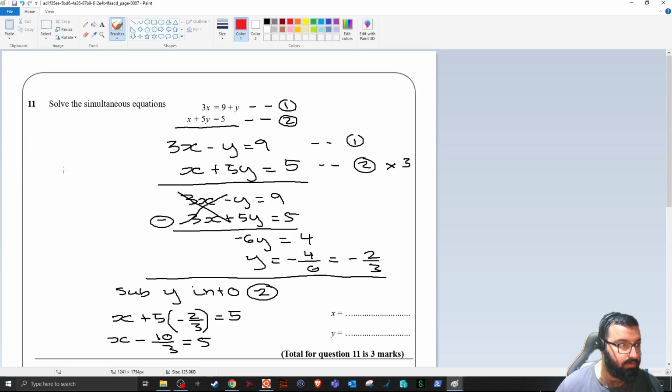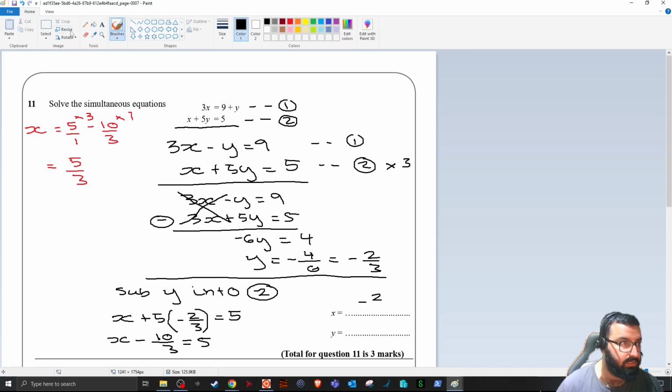I'm going to put minus 10/3 on the other side, so x equals 5 minus 10/3. That equals, so 5 times 3 is 15, take away 10, equals 5/3. And that's our final answer for x. So y equals minus 2/3.